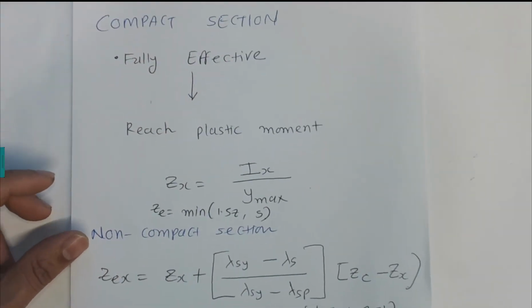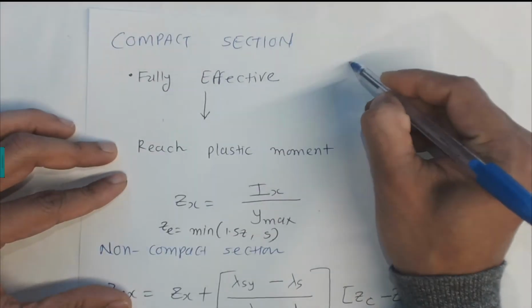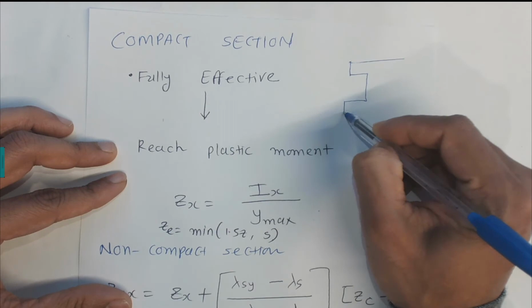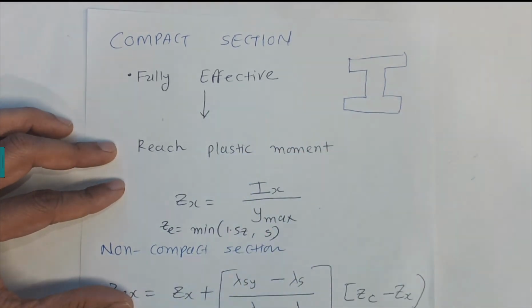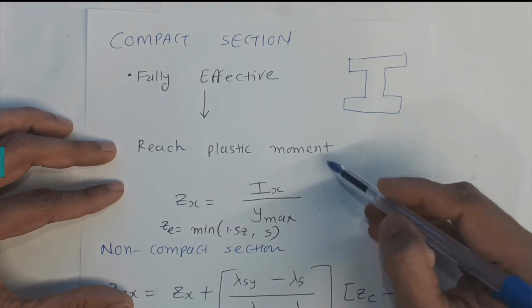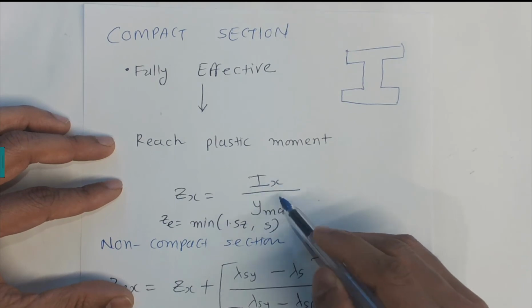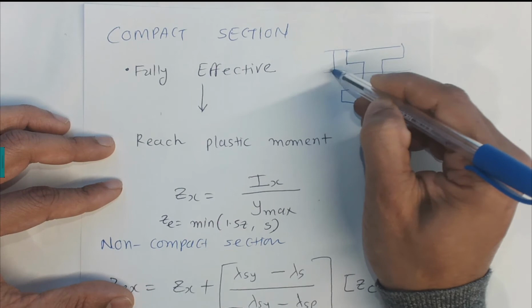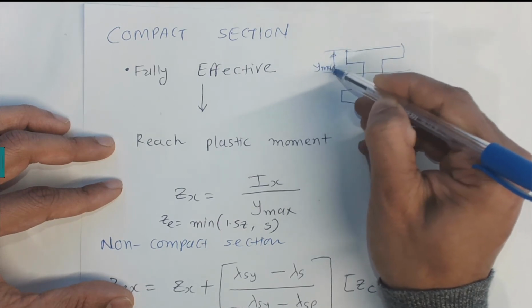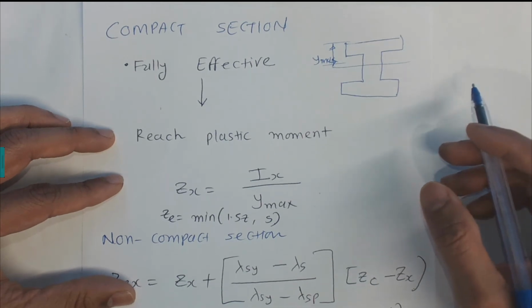Now we have some equations to use to find the effective section modulus when you have compact sections. For example, when it is made of very thick plates, in that case it becomes compact and is fully effective because it has reached the plastic moment. Now to calculate the effective section modulus, we have an equation: moment of inertia over y maximum. So y maximum is, for example, from the centroid to the top edge, and the moment of inertia we can calculate using the mechanics of solids.